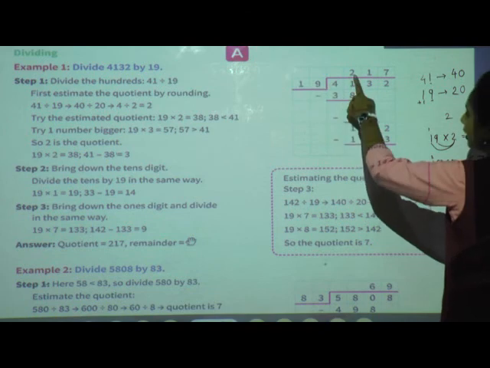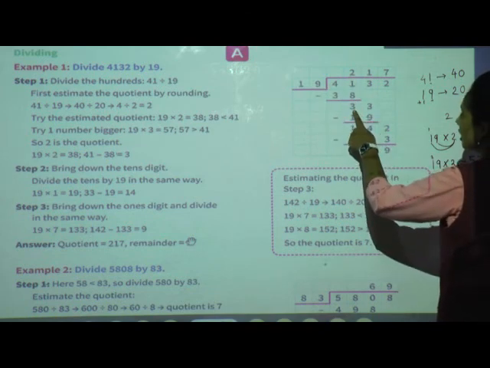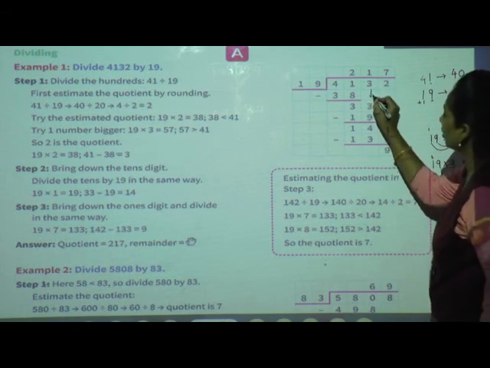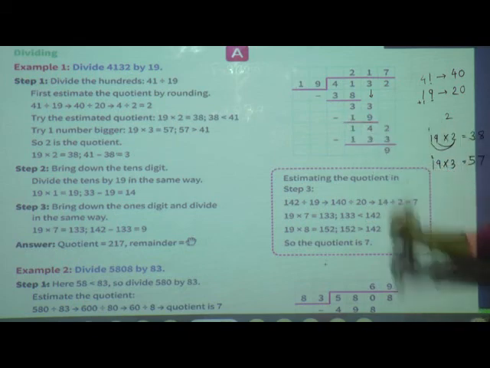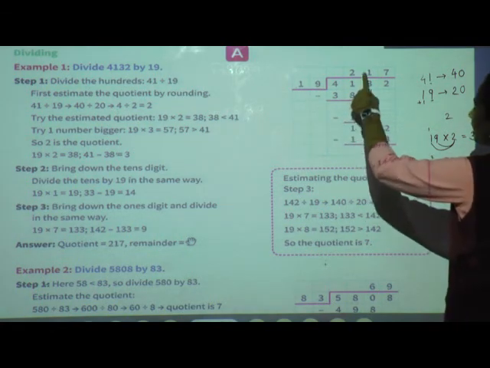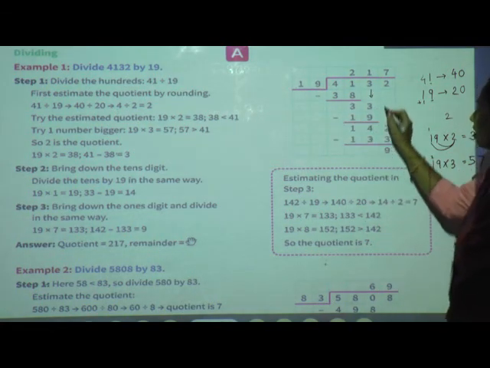Okay. So 19 2s are 38. Now do the subtraction. 3 will remain. Now bring down the next number 3. Okay. Now 33 is there. See, we have already seen 19 2 times means 38. So 38 is greater than 33. So what is less than 33? 1. So write 19 1s are 19. Do the subtraction. 14 will remain.